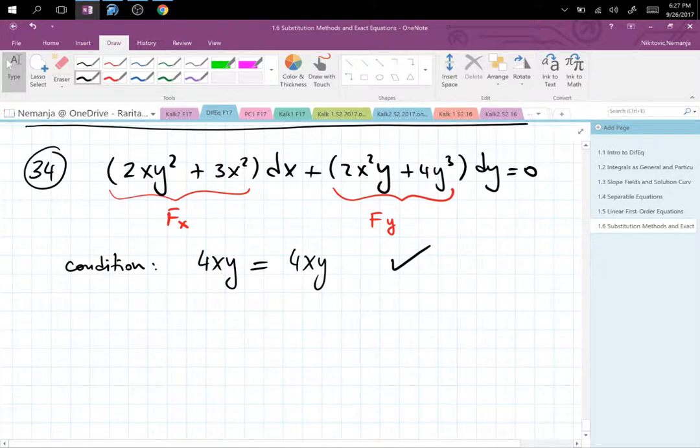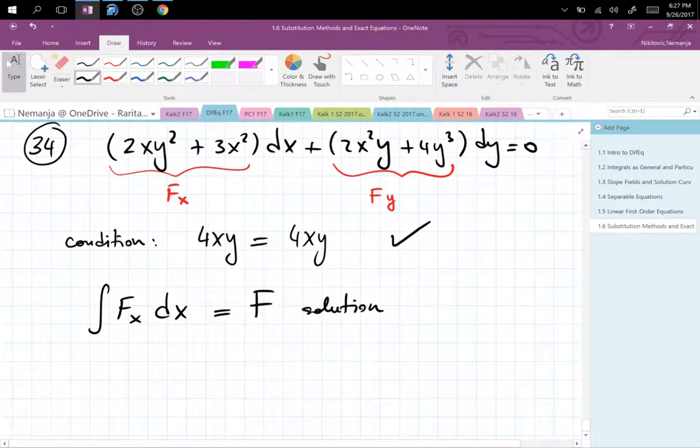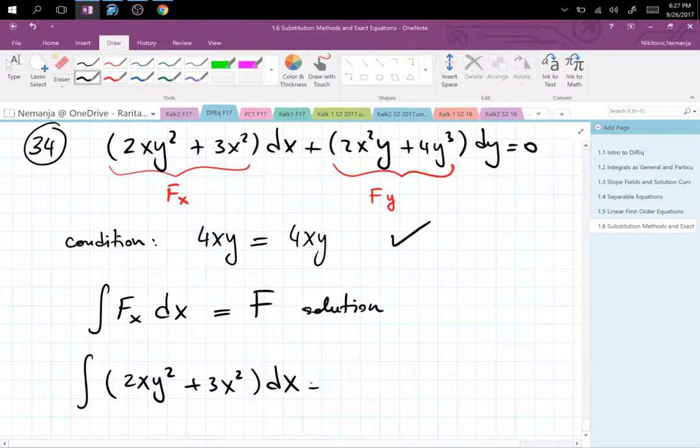So this is what we have. We have something that looks like an exact equation. You have to check the condition for exactness. If it works out, the equation is exact, and then you employ the procedure. You are going to integrate fx dx to get f, which is the solution. So that's where we start. So I will integrate 2xy squared plus 3x squared dx to obtain the solution for this problem immediately.